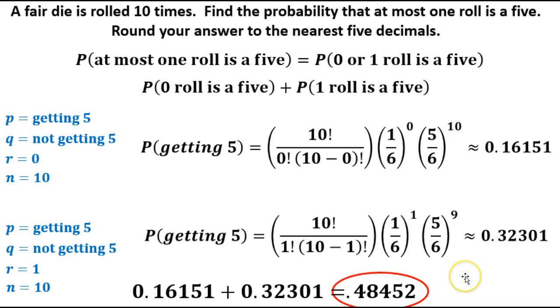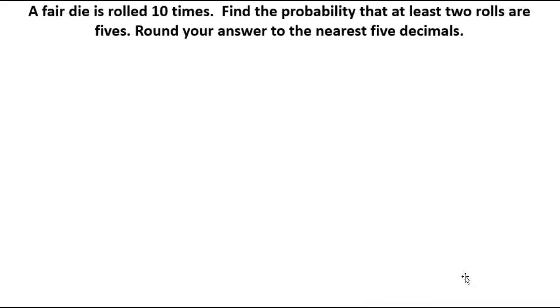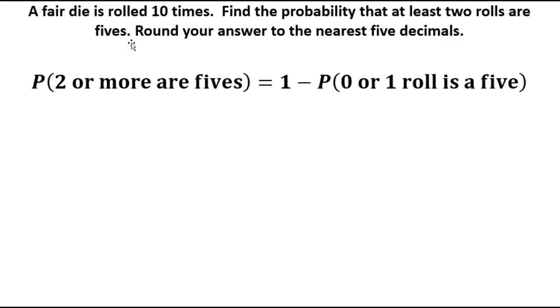is a 5. Now, if I wanted to take it one step further, I would say find the probability that at least 2 rolls are 5s. So this one looks a little bit more complicated, but it's really the same process that we just did, but this time at least 2 of these are going to be 5. The way that we're going to calculate that is if 2 or more are going to be 5, that means that 2 of the rolls can be 5s, 3 of the rolls, 4 of the rolls, 6 of the rolls, any of those, all the way up to 10 of the rolls can be 5s.